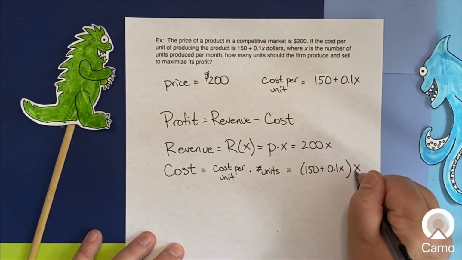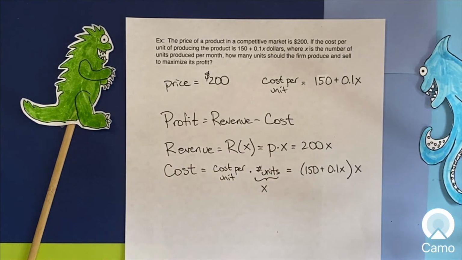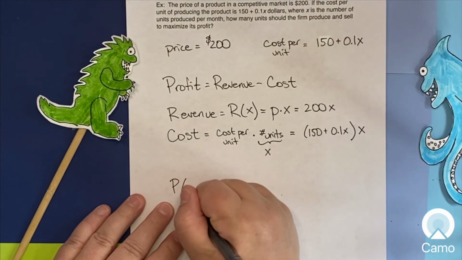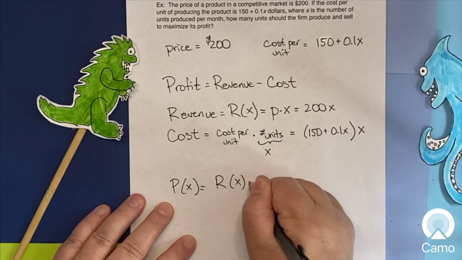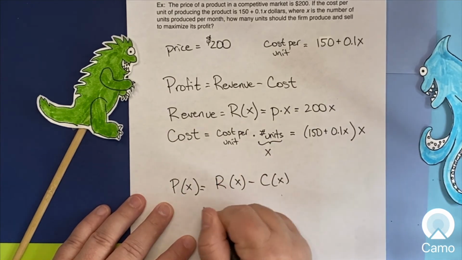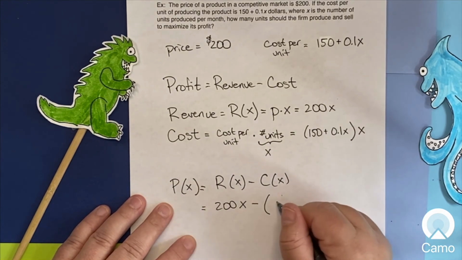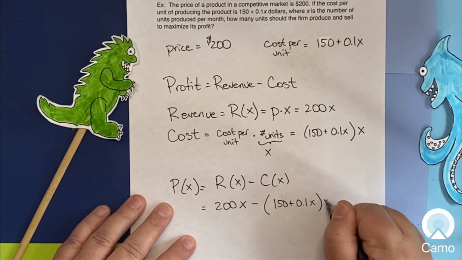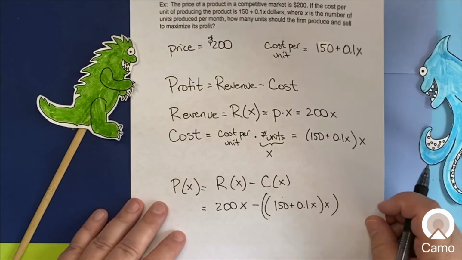My profit is going to be my revenue minus my cost, which is going to be 200x minus (150 plus 0.1x) times x. So far, so good. Okay. So this is kind of cool. You can create all of this. All they're telling you is these two pieces of information, and then you just go to town. And with everything you've learned this semester, you can pull all this together.